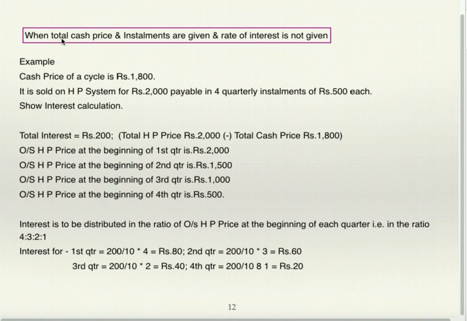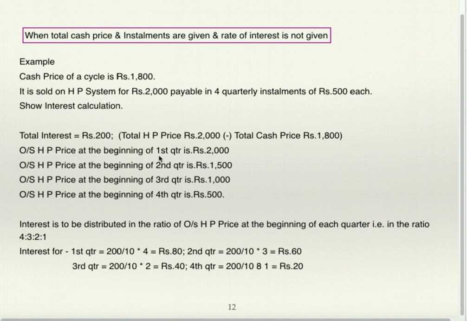Now we'll see when total cash price and installments are given and rate of interest is not given. Just one example we'll see. Cash price of a cycle is 1,800. It is sold on hire purchase system for 2,000, payable in 4 quarterly installments of 500 each. Show interest calculation. Cash price is 1,800. Hire purchase price is 2,000. So total interest is 200. Total hire purchase price 2,000 minus total cash price 1,800.